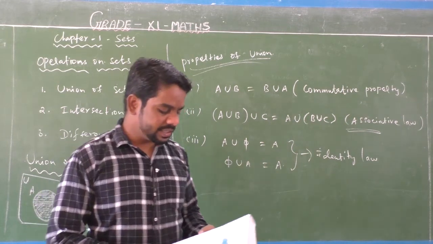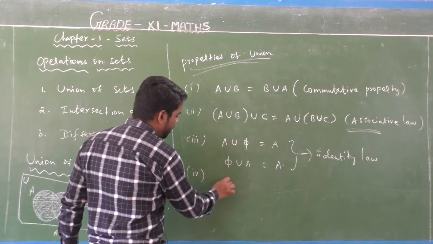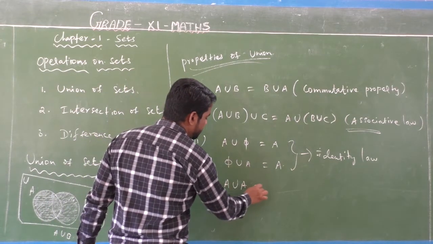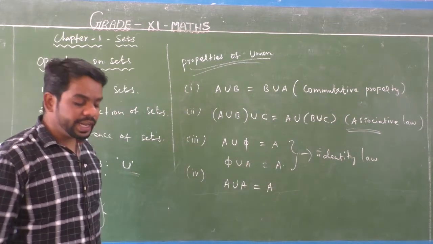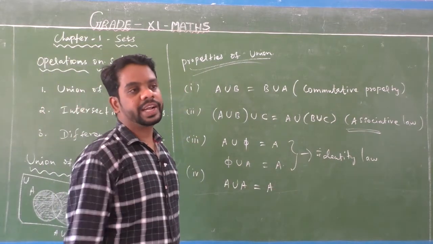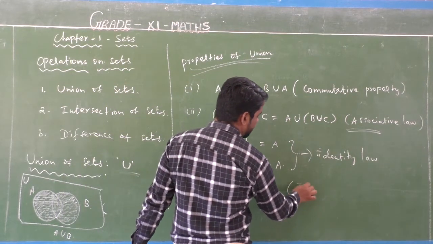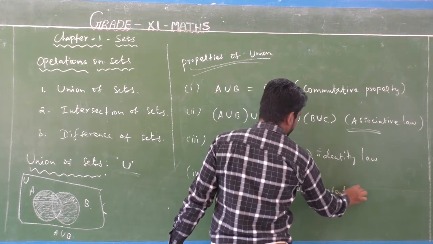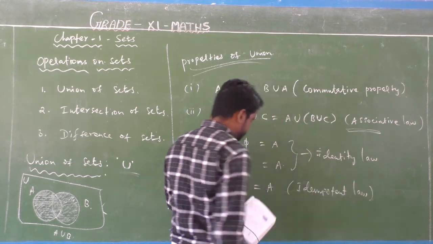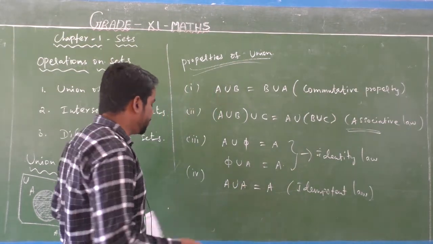Next, A union A. This is the idempotent law. A union A is equal to A. The union of a set with itself is equal to A. This is the idempotent law.